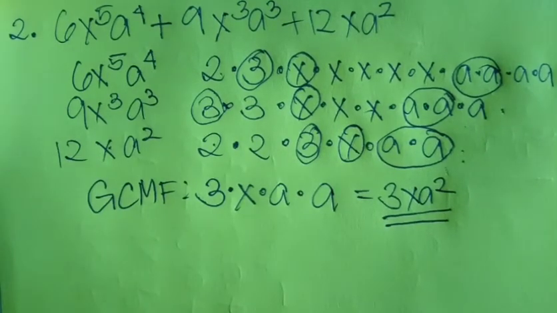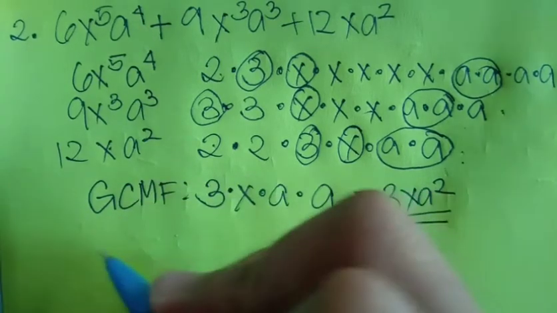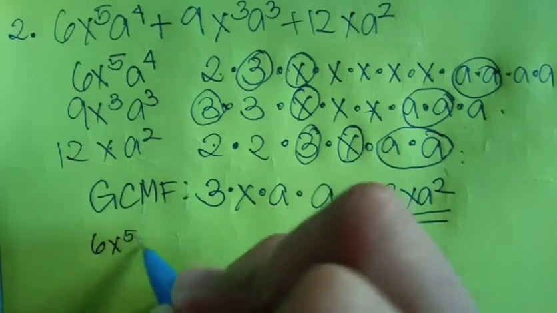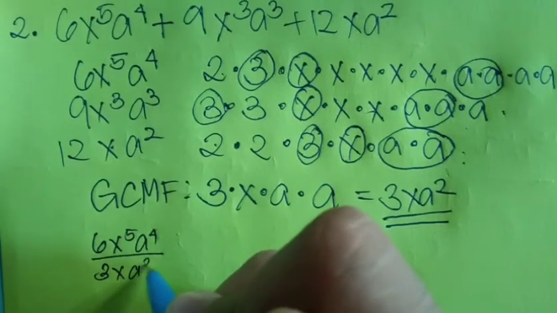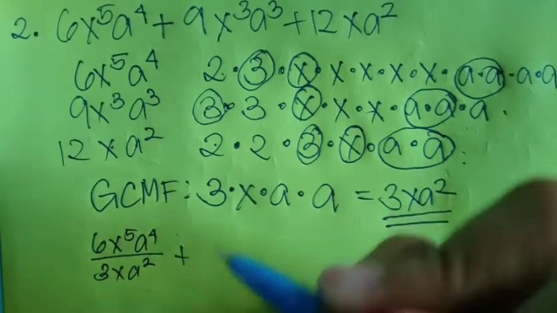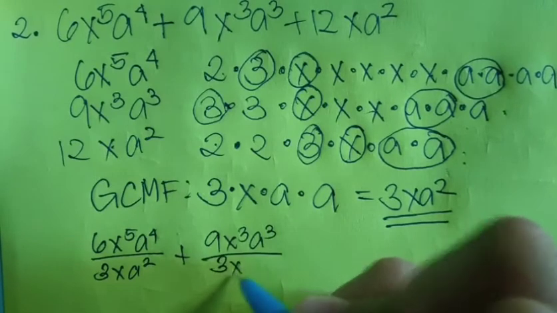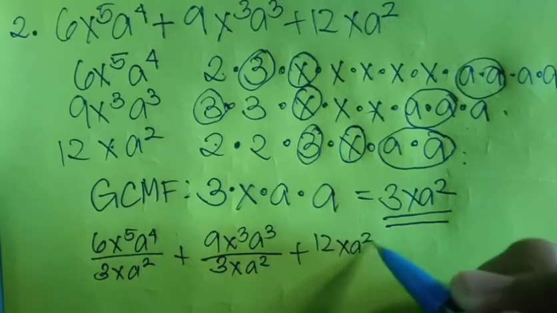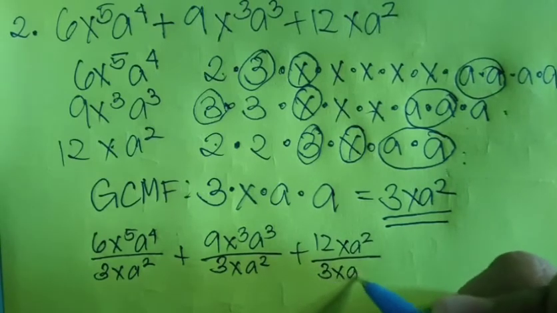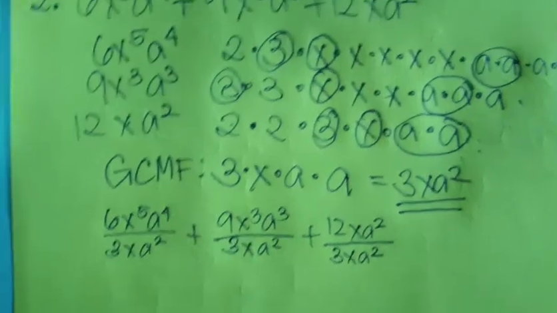Ngayon, gagawin na natin yung third step, which is getting the second factor. We have 6x raised to the 5th, a to the 4th, over 3xa squared, plus 9x cubed, a cubed, over 3xa squared, plus 12xa squared, over 3xa squared. Then, we just simplify.